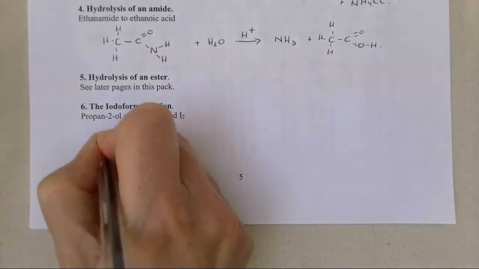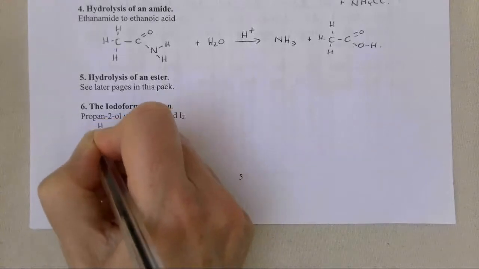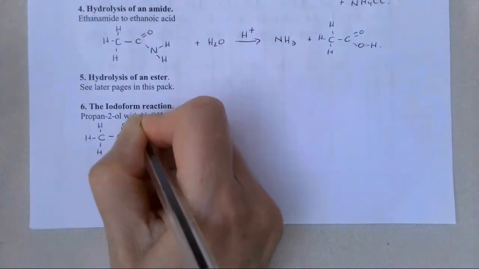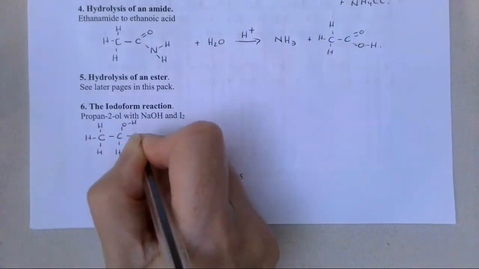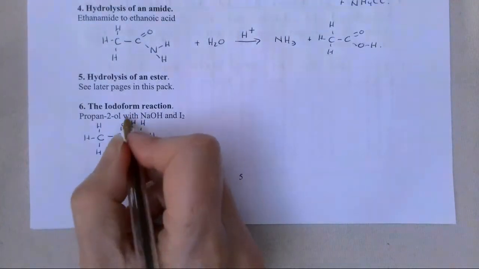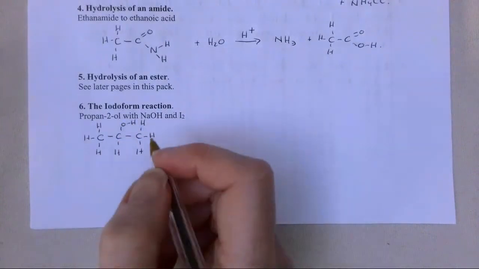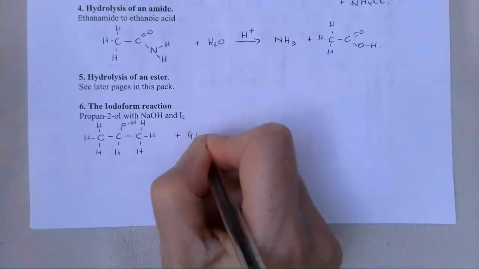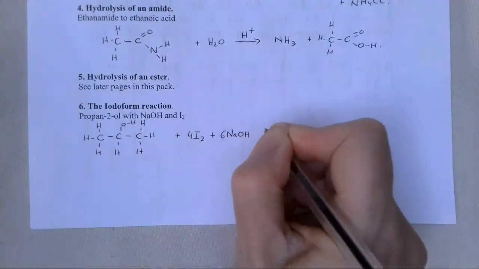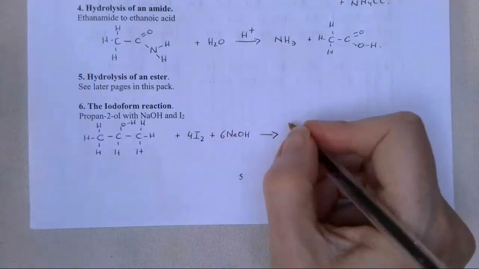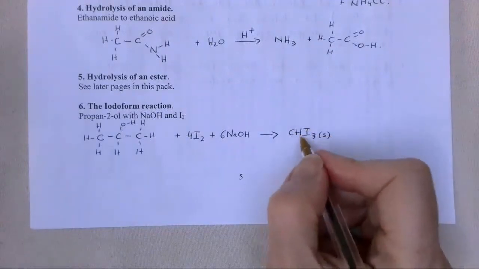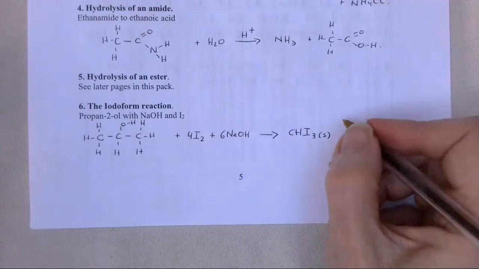It's quite difficult to balance it, so I'm afraid it's one of these ones you are just going to have to learn. So I'm going to take propan-2-ol, which is one of my molecules which will give you a positive iodoform test because it's got a methyl group adjacent to this carbon with the OH group on it. And I'm going to add iodine, and I'm going to add some sodium hydroxide, and I'm going to make my CHI3. That's my triiodomethane, that's my yellow precipitate. I'm going to get some water.